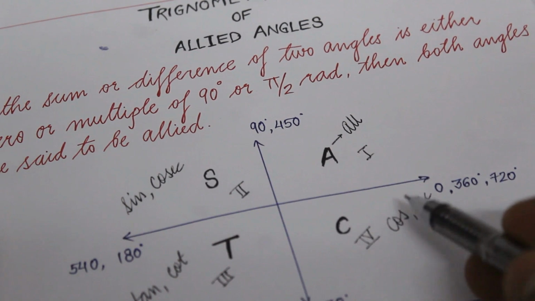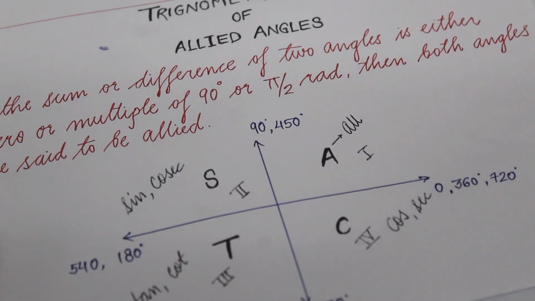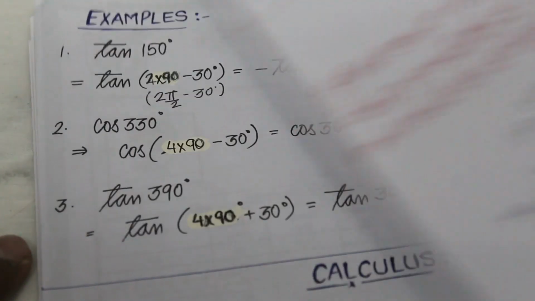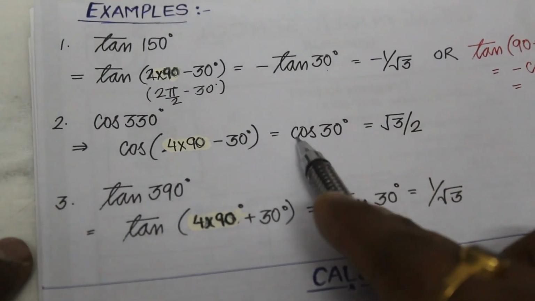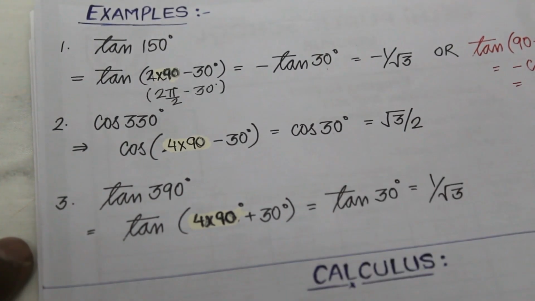360 minus something will lie somewhere over here, and it is the fourth quadrant. Here cos is positive. So positive cos 30 is given by root 3 by 2.